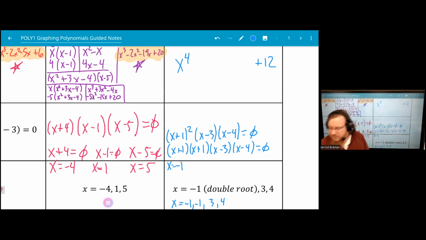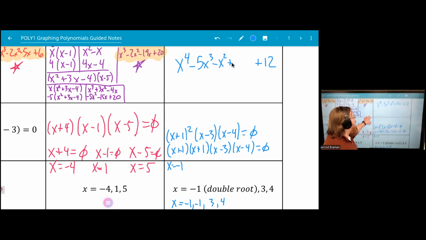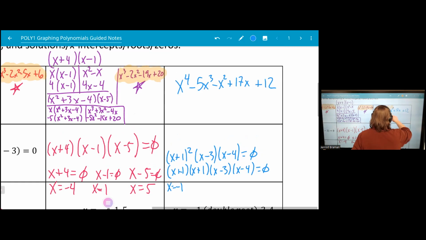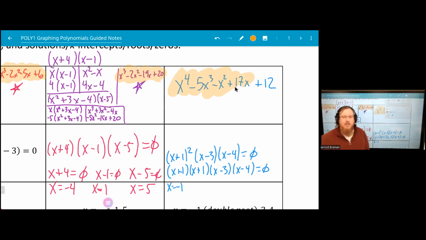I'll end up with x to the 4th minus 5x cubed. Double checking my work here. Minus x squared plus 17x plus 12. That is what you should end up with. I would suggest that you try it. Maybe you have to do it on another sheet of paper, and that's okay. But that's what you should end up with for that polynomial.